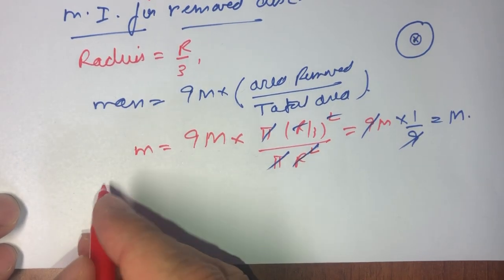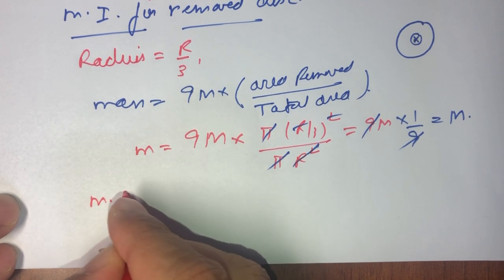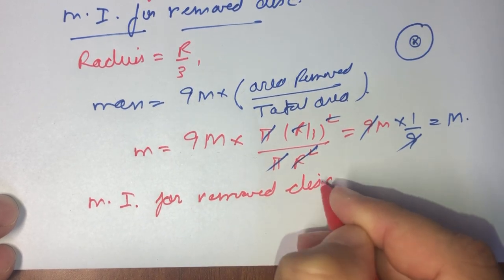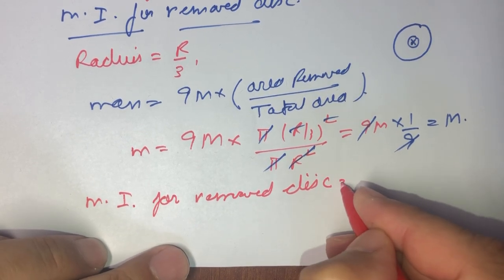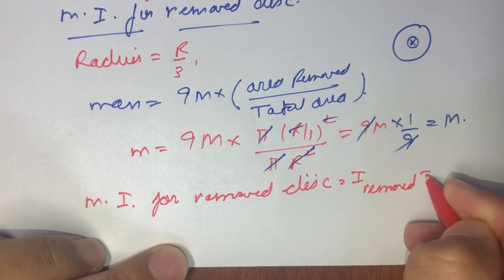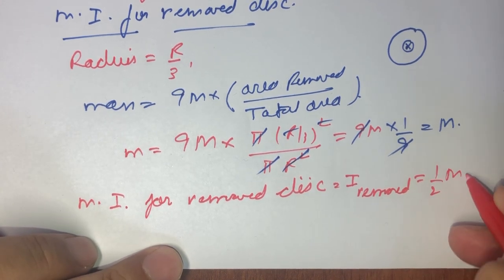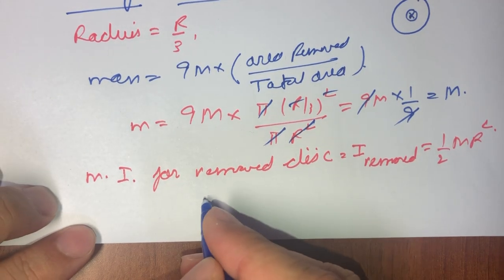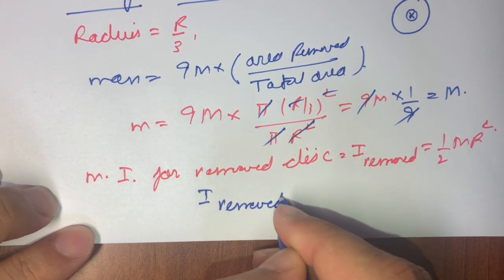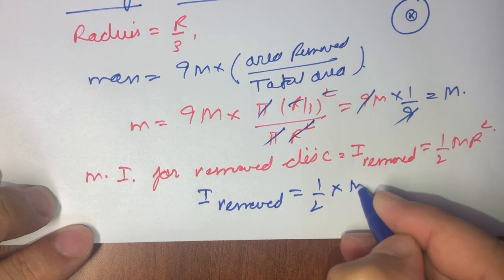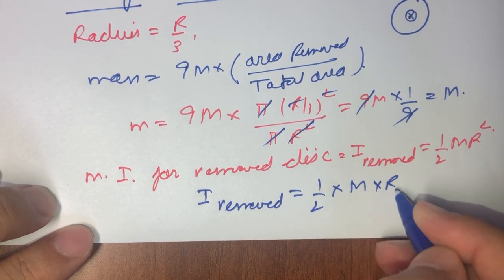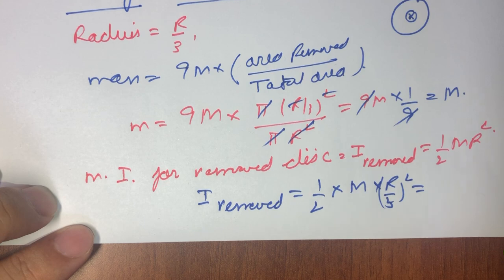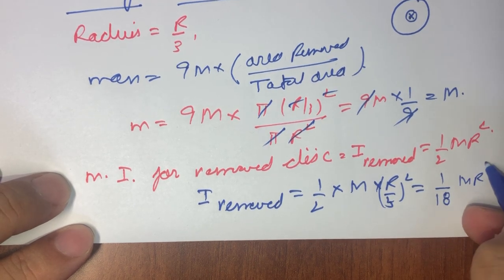Therefore, the moment of inertia for the removed disc, let us call it I removed, uses the same formula: half m r squared, and the mass is m. So I removed is equal to half into m, and the radius is r/3 whole squared. So this comes as 1/18 mr squared.